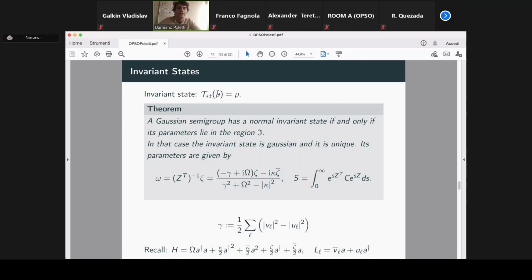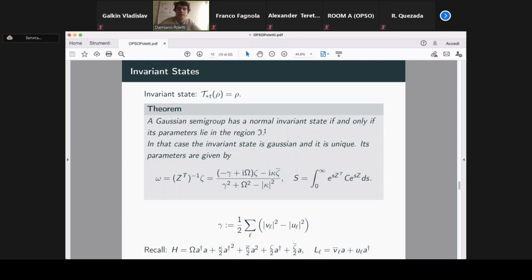But for now, we just note that we can say when a Gaussian semigroup has a normal invariant state by just looking at its parameters. In that case, moreover, the invariant state is Gaussian and it is unique. So when this semigroup has an invariant state, it has a unique Gaussian invariant state. And moreover, we can find a formula for its parameters, omega and s. Down below, I just recall the definitions of the Hamiltonian and the cross operator, so you can look at the formulas and understand where things play a role. And gamma here, which is a new parameter that appears in the description, will be relevant also when talking about the region I of the existence of a normal invariant state.